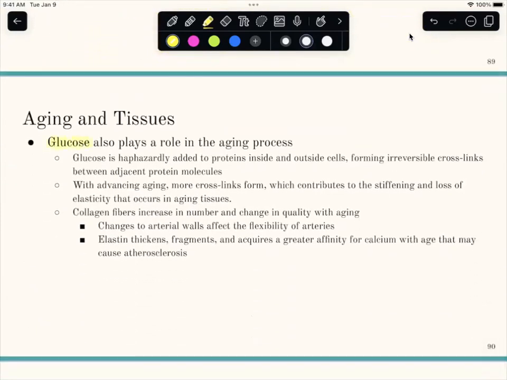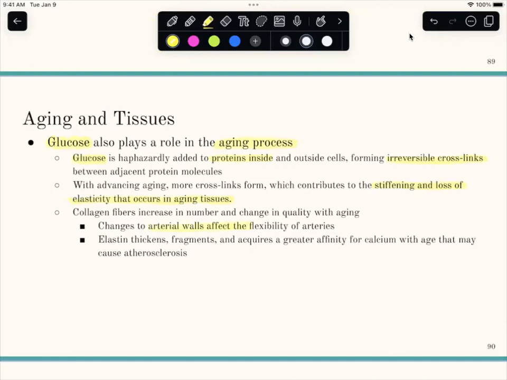Glucose, that sugar in your blood, is going to play a role in aging. As you get older, your body doesn't know what to do with glucose sometimes. So glucose can attach to proteins, which can cause irreversible damage. As more of this glucose gets added to proteins, your skin loses that elasticity. Your tissues, all of your tissues, not just your skin, everything ages.